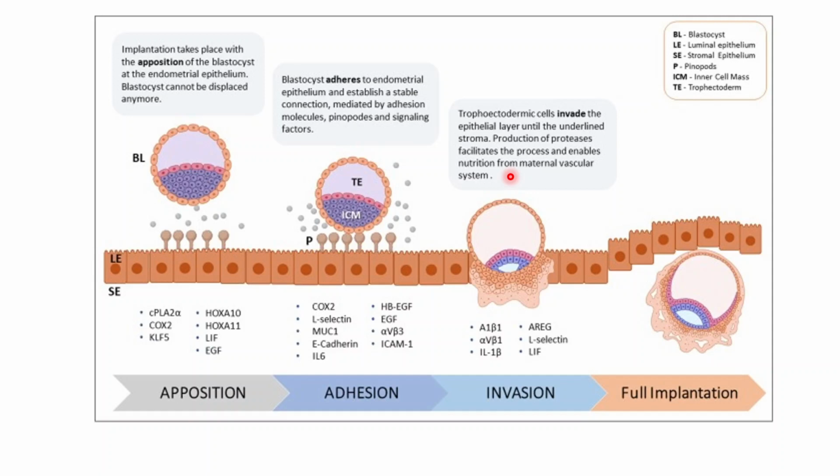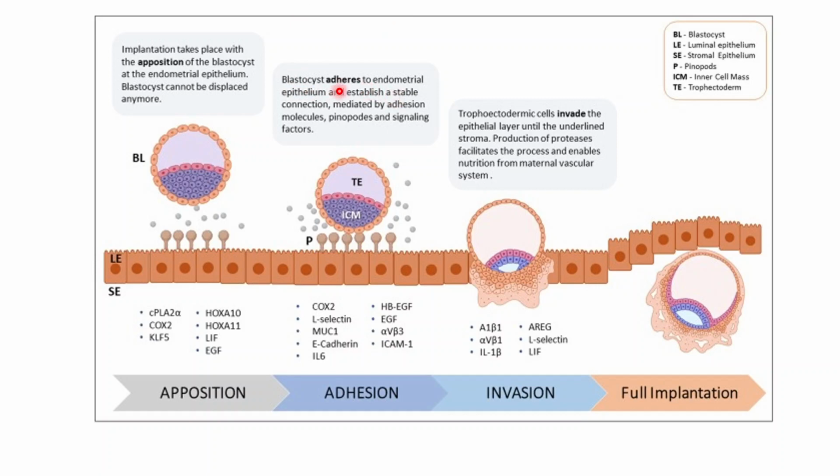So here is again a representation of different players in the implantation process. Implantation takes place with the apposition of the blastocyst at the endometrial epithelium. The blastocyst cannot be displaced anymore. So when the blastocyst is flowing from the fallopian tube towards the uterus, apposition is a process in which it gets oriented and fixed. This is the endometrial lining. Then these are the players that we see here.